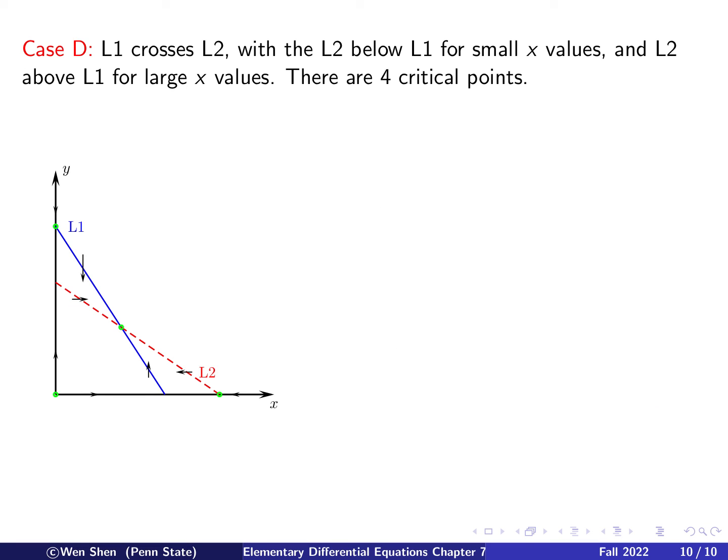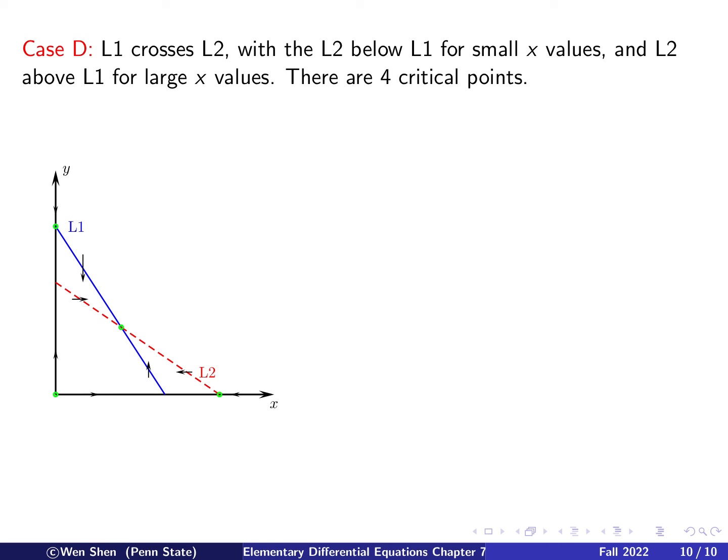Okay, case D. That is the case L1 crosses L2 in the first quadrant, but with different relative position. That is, on the left, L1 is above L2, and on the right of the critical point, L1 is below L2.